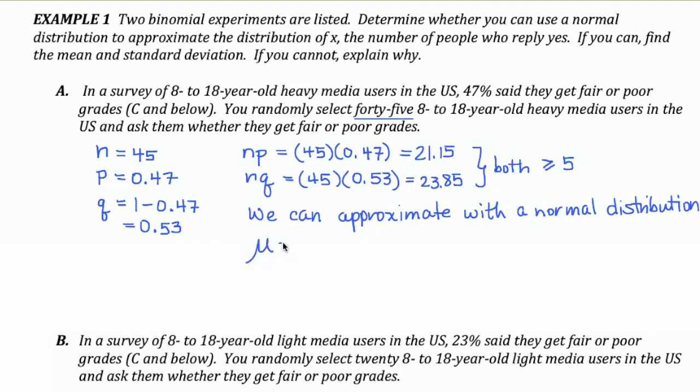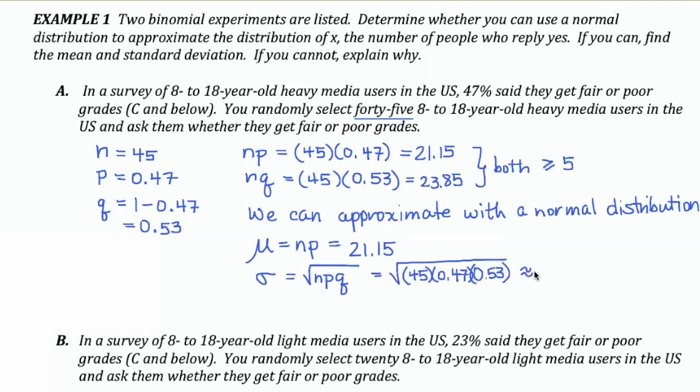The population mean will be n times p, which of course we've already calculated right up here. So we get 21.15. So on average, 21.15 of the 45 would say they do get fair or poor grades. And the standard deviation, a measure of how spread out the data is from the mean, is found just by taking the square root of n times p times q. And that gives us approximately a standard deviation of 3.35.